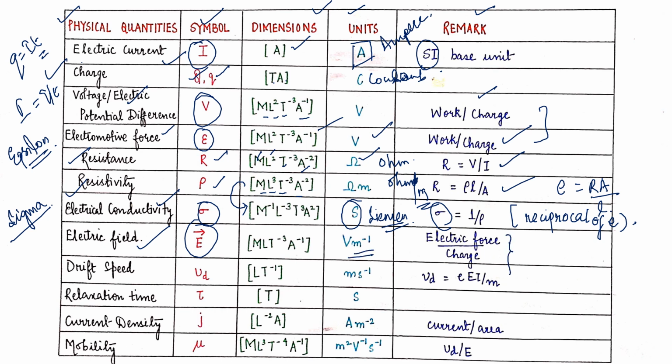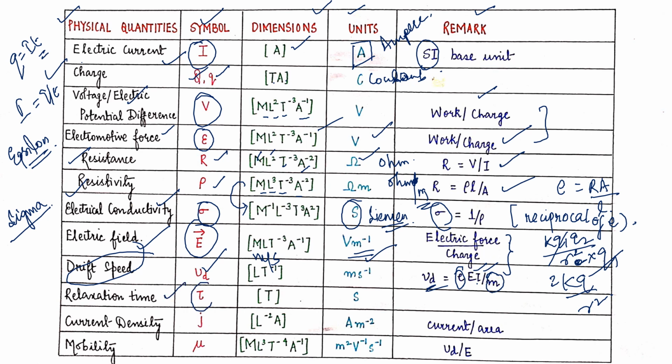It is given by electric force upon charge, that is KQ1 Q2 upon R square into the charge Q1. So it gets cancelled out, giving us KQ upon R square. Now we have drift speed, given by Vd, which is L T minus 1, the same as meter per second. Vd equals e E tau upon m. Here small e is the charge on that particular charge, E is the electric field, tau is the relaxation time, basically collision time, and m is the mass.